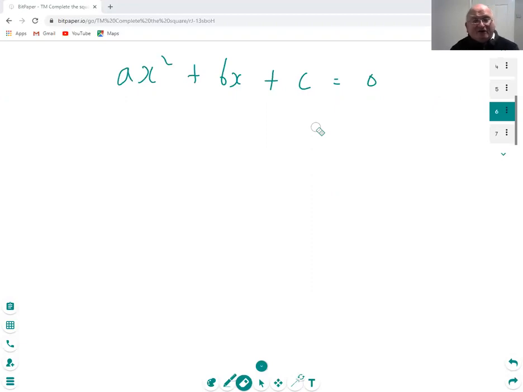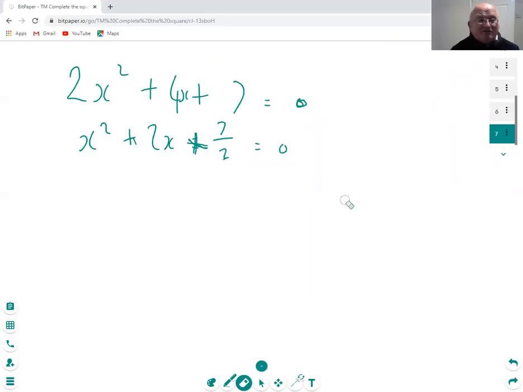Right, in today's video I'm going to do a little addition to completing the square, and then I'm going to apply it to the general form of a quadratic, which is what we've got on the screen there, and see what we come up with. Now, just a little bit of catching up on yesterday.